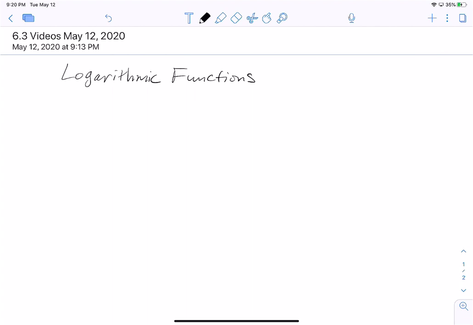Logarithmic functions and exponential functions are inverses of each other. That is to say, if we have an exponential function f of x equals b to the x with a base b, then the inverse of f is going to be log base b of x. They have the same base, you see.